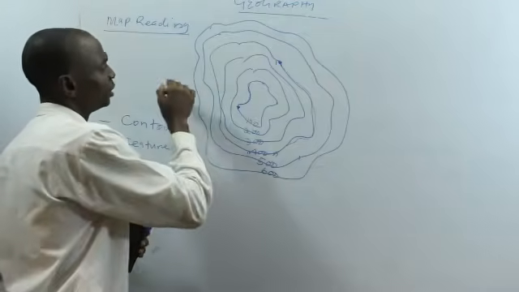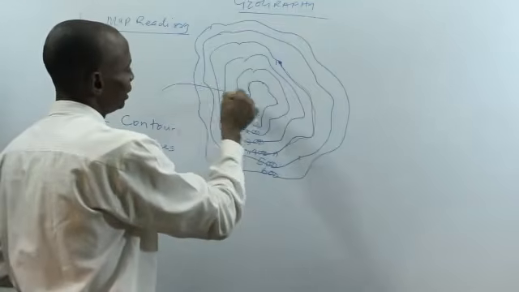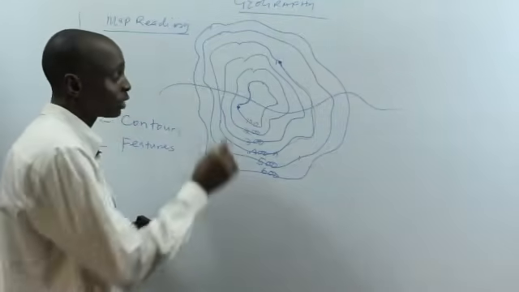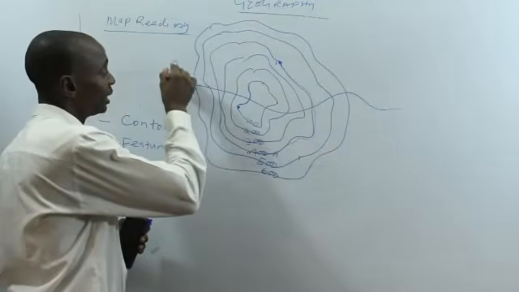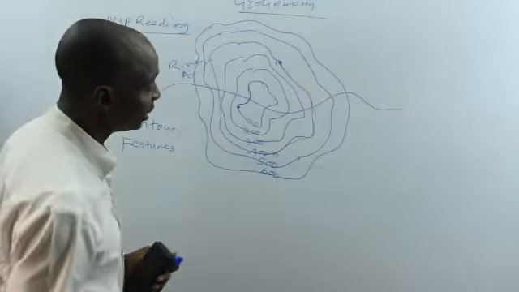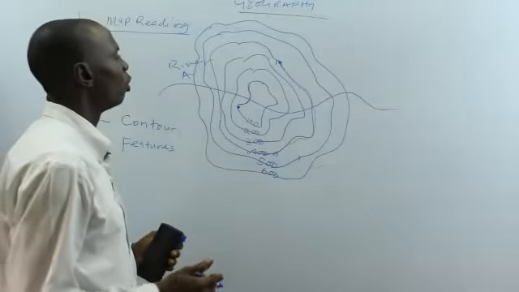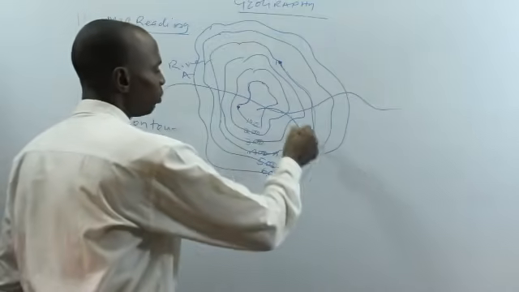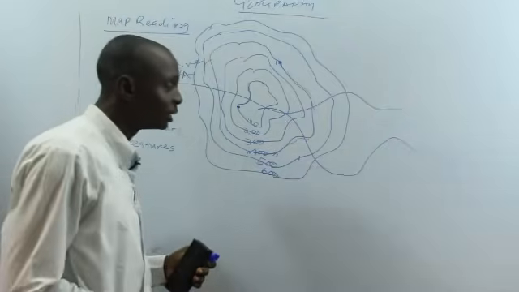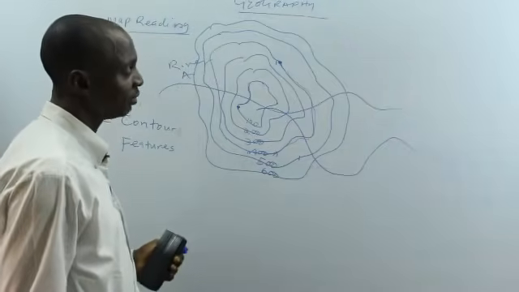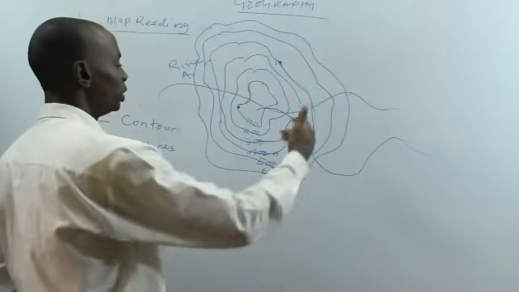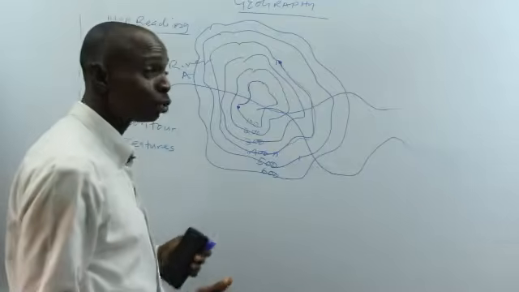At times, a contour line like this, a river may pass, and they will ask you what is the direction of river A. This is river A. They will ask you what is the direction of a river. Or it can be from here down here. They will ask you what is the direction of this river. Is it flowing towards the eastern part, or is it flowing towards the western part, and so on and so forth.